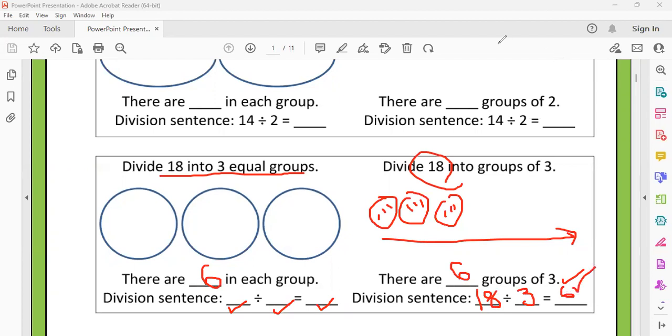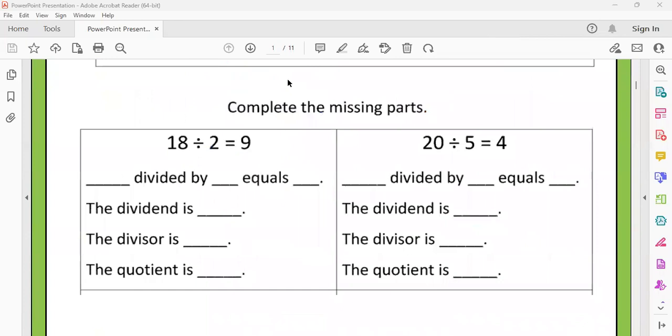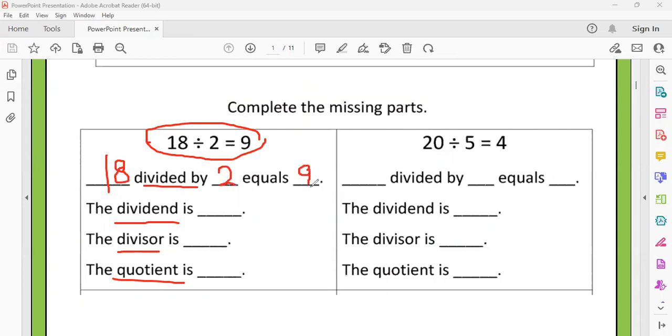Got it? Clear. So now, coming to the terms in division. There are 3 terms you need to be familiar with: dividend, divisor, quotient. So if this is your number sentence, how will you read it out? You would say 18 divided by 2 equals 9. This is how you read. 20 divided by 5 equals 4. Okay?